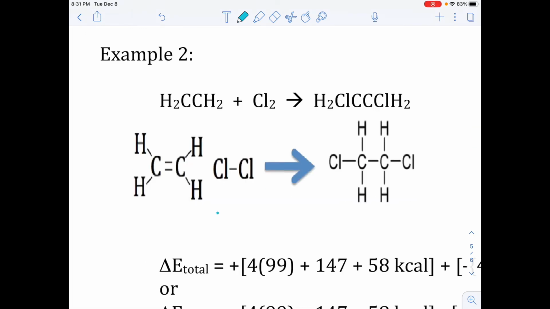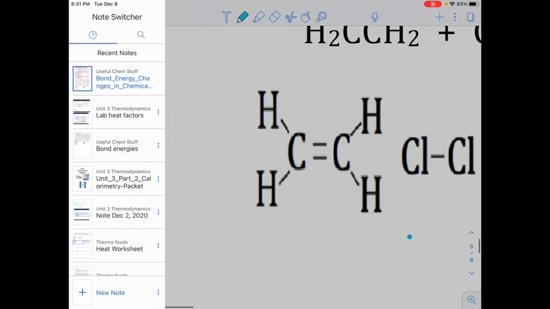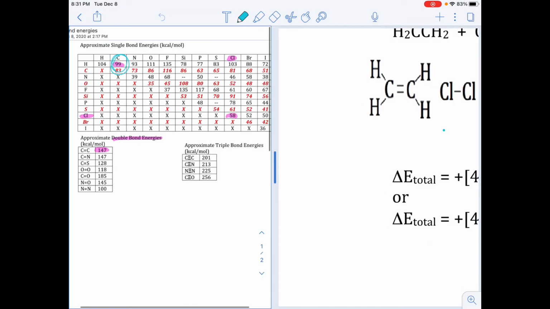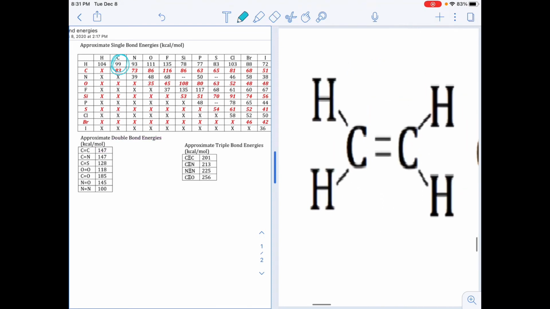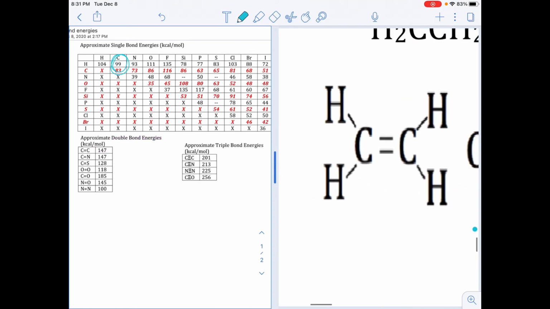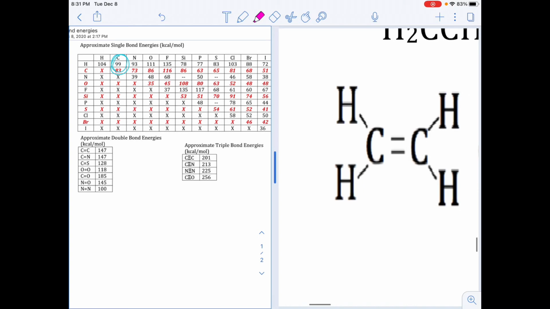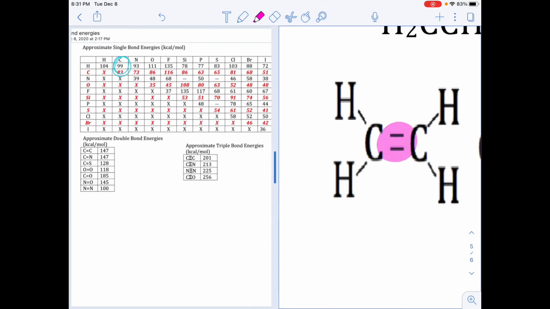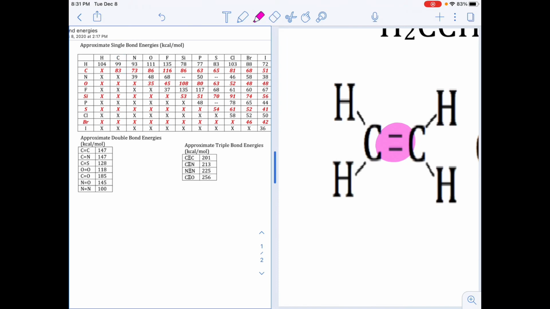All right, let's take a look at example 2. We're going to go through the same process. We are going to start by looking at this structure. I'll get my bond energy chart. And again, this is no secret. We're going to look at the bond energies, list out all the bond energies. Once we list out the bond energies, we add them all together, and then we subtract the two sides. That's it. Okay.